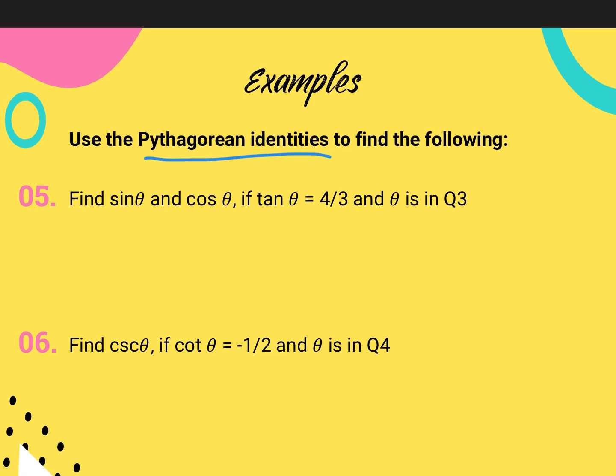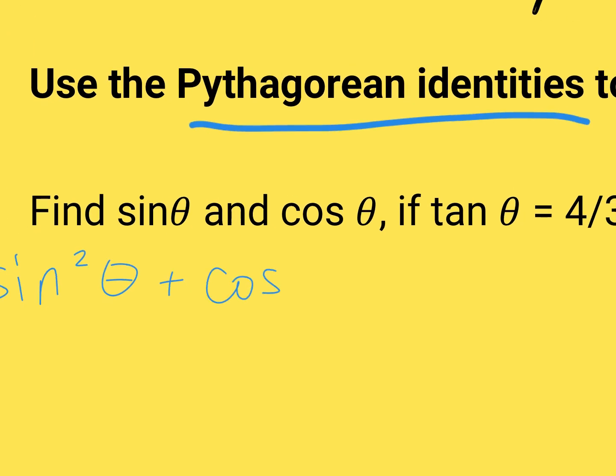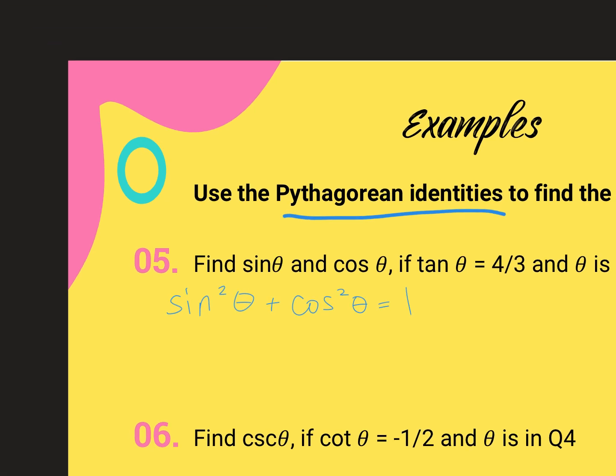Find sine and cosine if tangent is 4/3 and theta is in the third quadrant. All right, how are we going to start this? First of all, it says to use the Pythagorean identity. So look at your identities. Which one has sine and cosine? The first one. Okay, so I'm going to write down sine squared theta plus cosine squared theta equals 1. You guys with me?